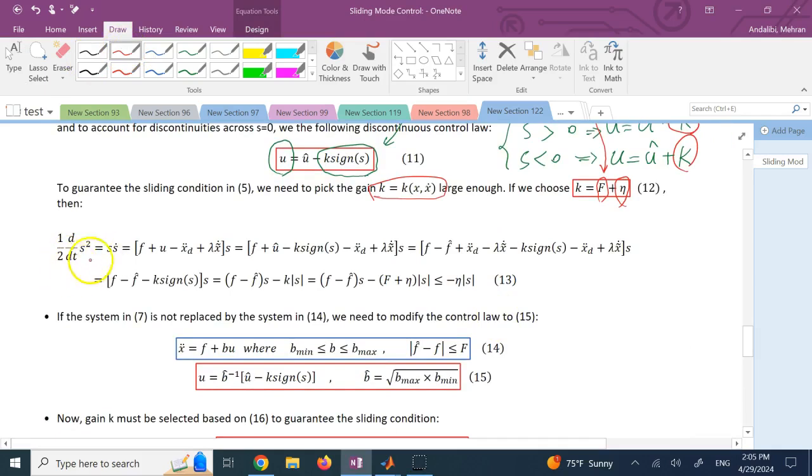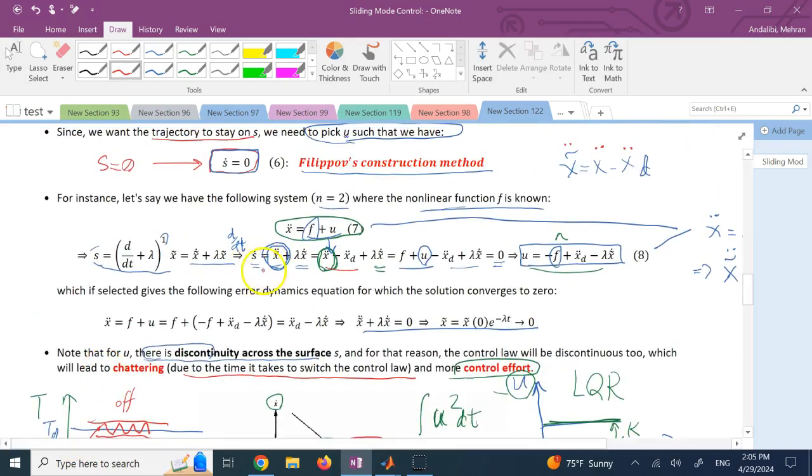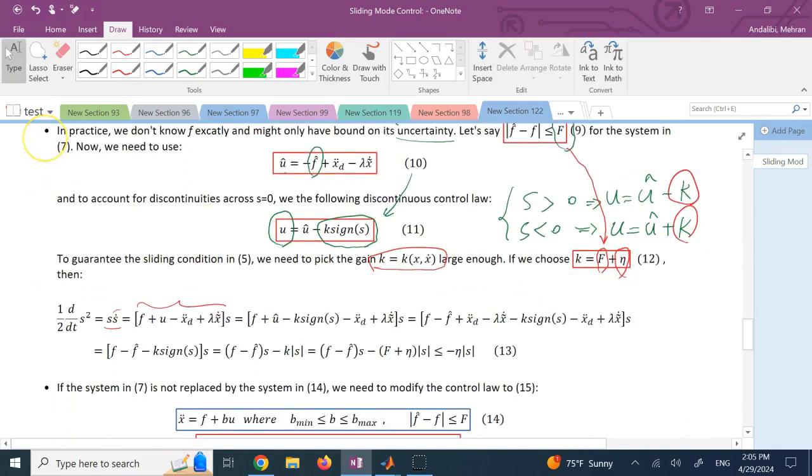Let's find out. The left-hand side of that was 1/2 d over dt of s squared, which is going to be s times s dot. Now we'll keep s as is, but what is s dot? If we go back and look at what s dot was, the thing we found for s dot was f plus u minus x double dot plus lambda x tilde dot, right? So I'm going to replace it right here. Now, the u that we pick is u hat minus k sine of s, based on relation 11.